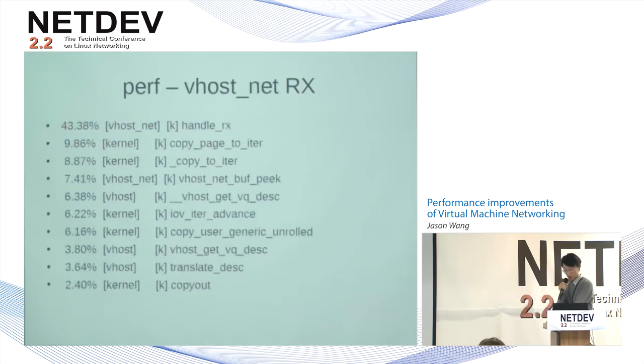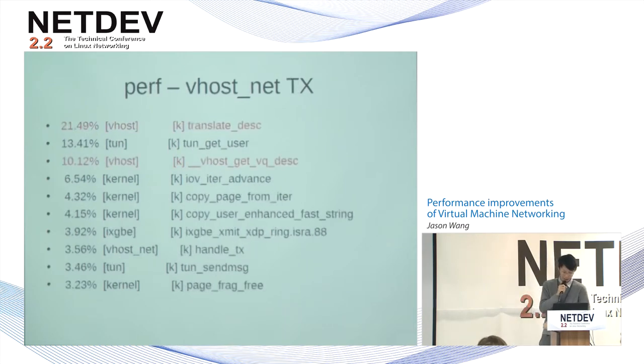And this is the perf top for the vhost-net thread RX. This looks normal, with everything related to data copy, address translation, or something like this. And this is the perf for vhost-net TX. The first is the address translation, so we may have some bottleneck there. This is probably because we currently use an interval tree to store the mappings, so we probably need something to accelerate this.